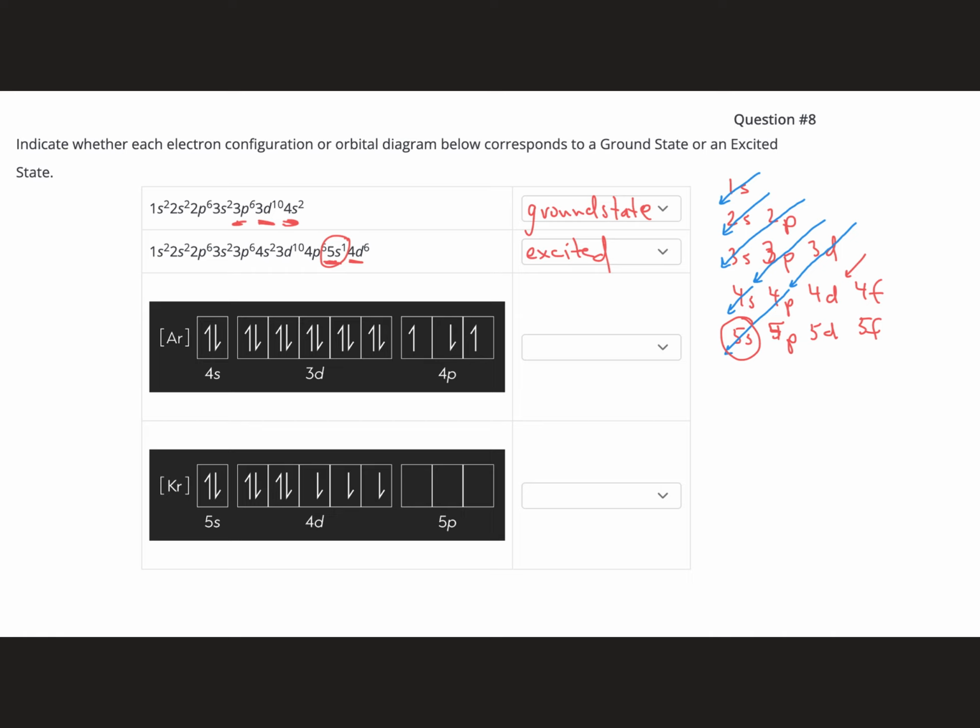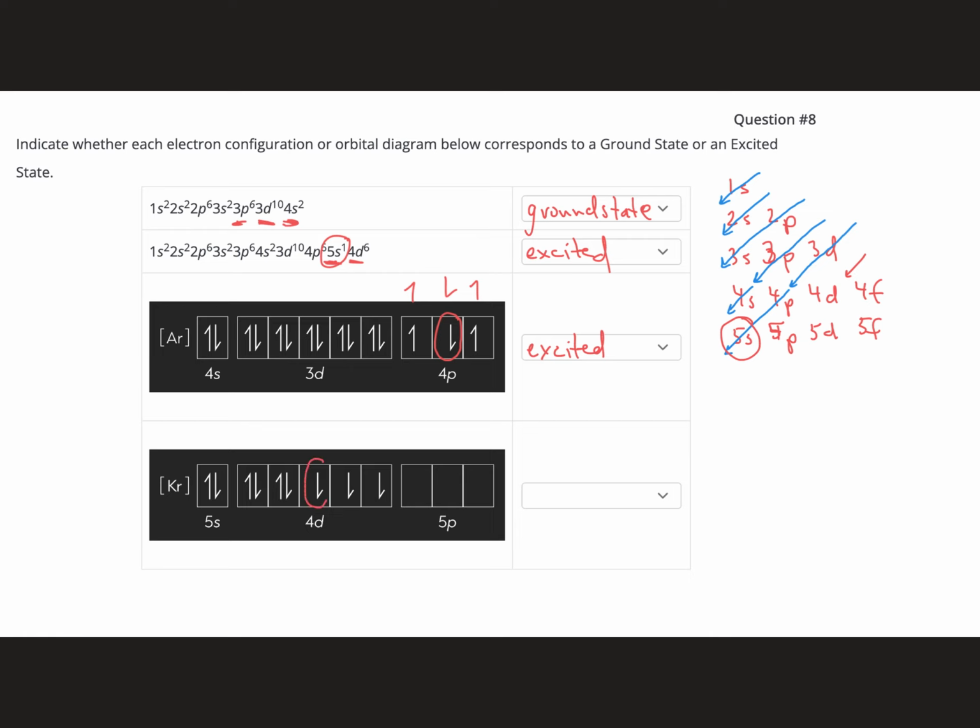For the orbital diagrams, they're just showing you what electrons are assigned to each orbital and the spin of those electrons. And when we're filling orbitals, we want to make sure that those orbitals have electrons with the same spin. And you can see that they don't have that in this case, which would make this one an excited state configuration as well, because we've got one electron up, and then this electron is down.